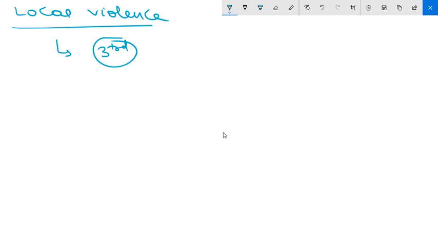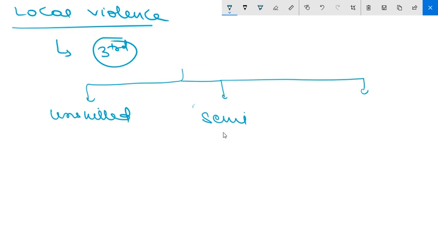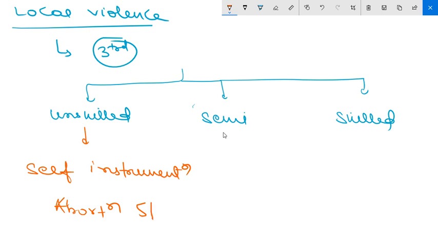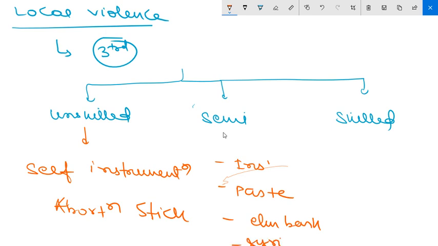And here the interference may be skilled, semi-skilled or unskilled. So we will divide the methods in this category. Okay, the first one is unskilled interference, the second category is semi-skilled interference, and the third category is skilled interference. So these are the three categories: unskilled, semi-skilled and skilled. So in unskilled, the two methods are, first, self instrumentation and the second is use of abortion stick. Okay, and in semi-skilled, instrumentation or abortion pastes are used, or elm bark, okay, slippery elm bark, or syringing is done.